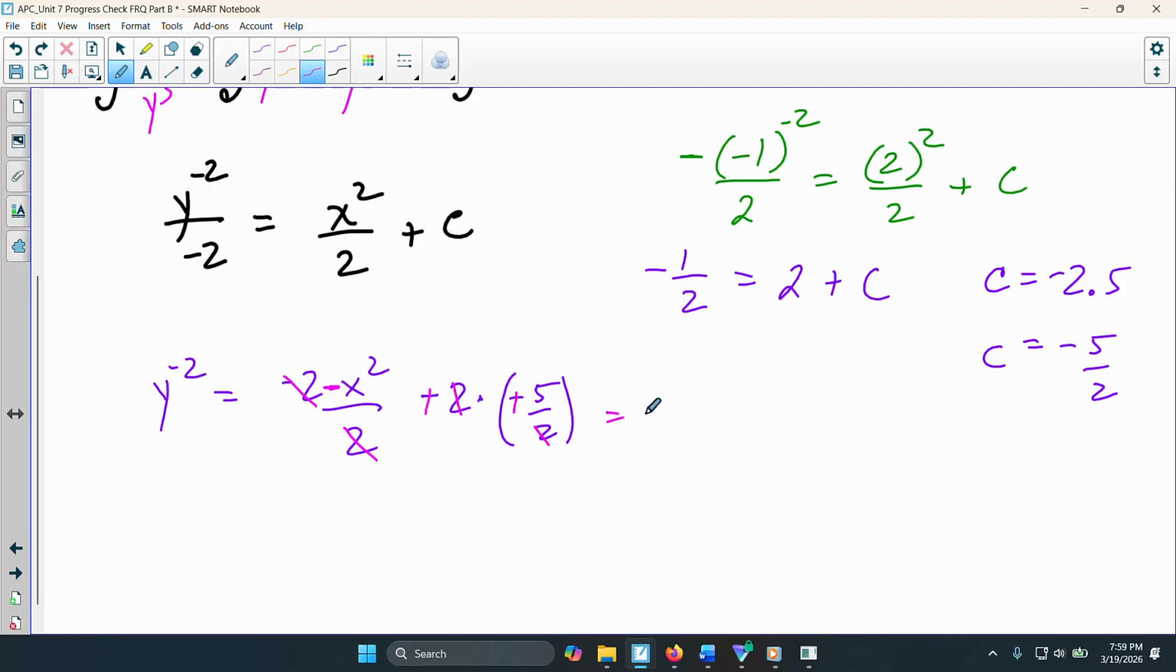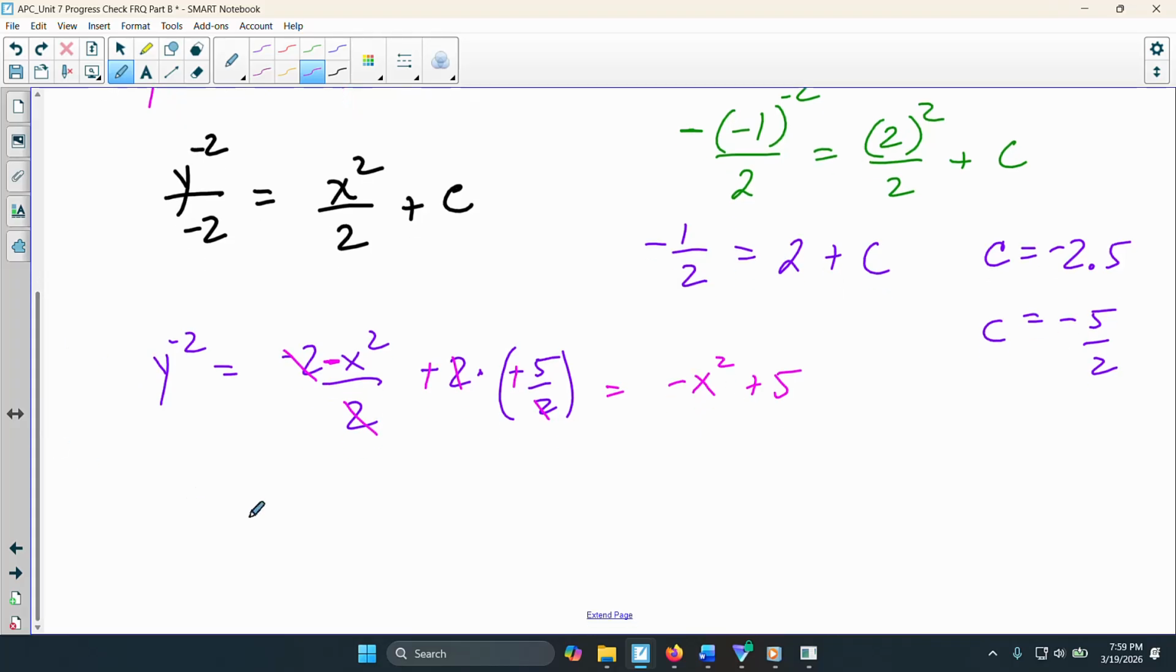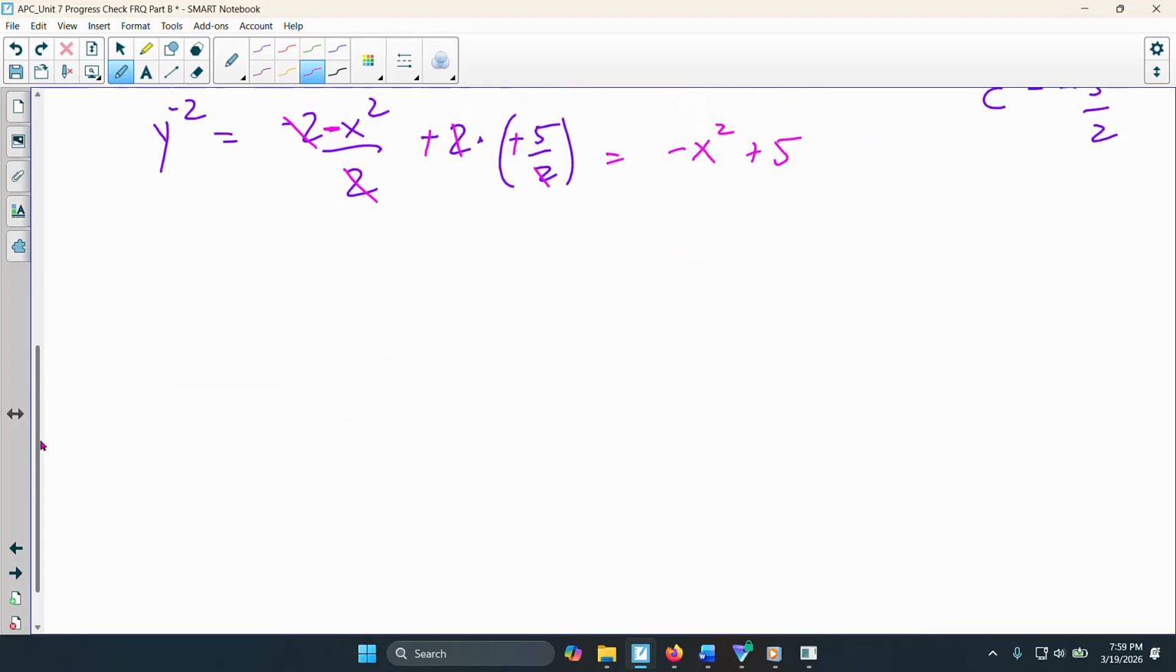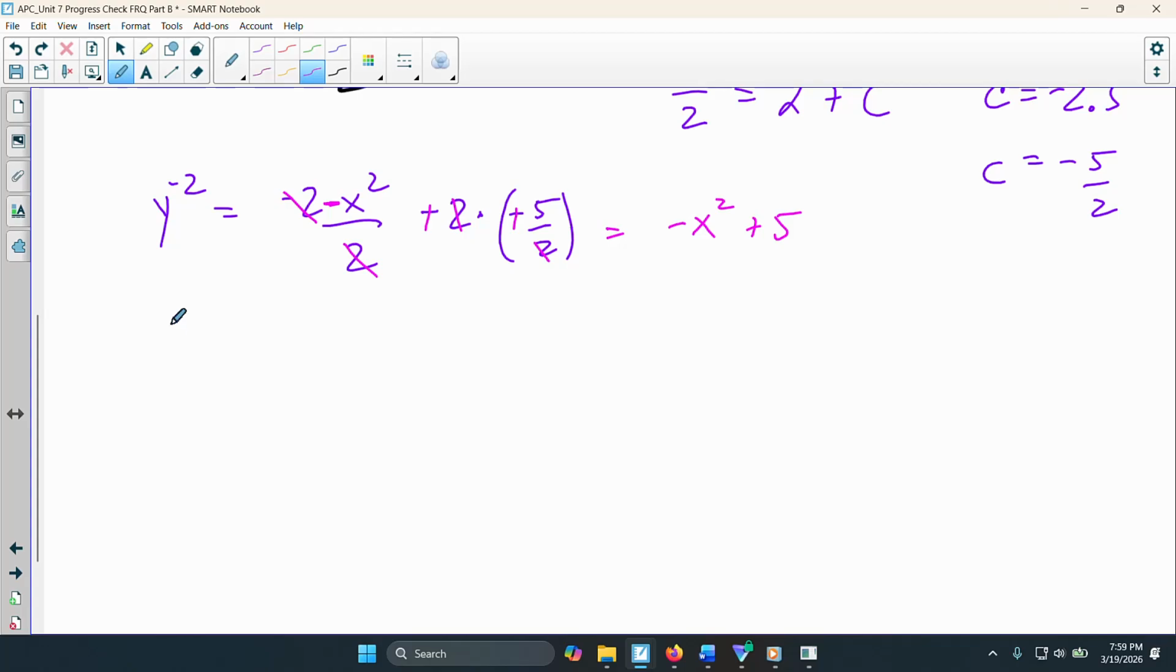So this really is negative x squared plus 5. And the other side is just, oh, this is a little bit of a pain. So this really is 1 over y squared equals 5 minus x squared, right? Okay, all right, let's go with that.